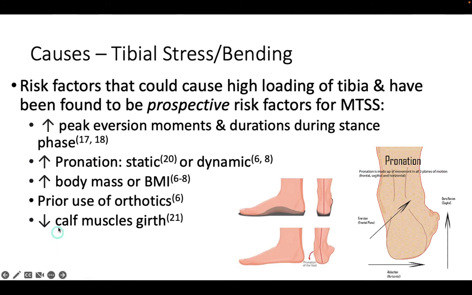And then lastly here, a decrease in calf muscle girth. The whole idea behind that is that the calf muscles help reduce shock absorption of the tibia. So if they're smaller and weaker, then there's potentially more tibial loading and stress.